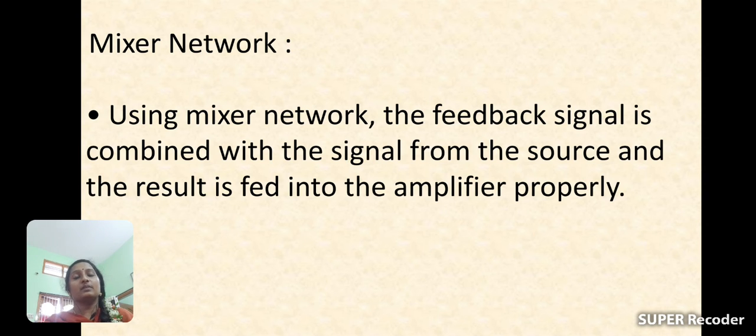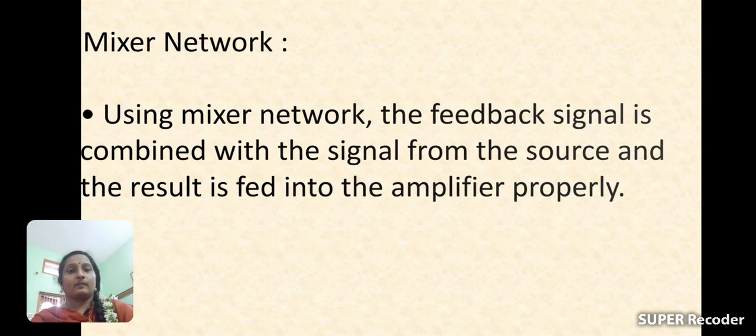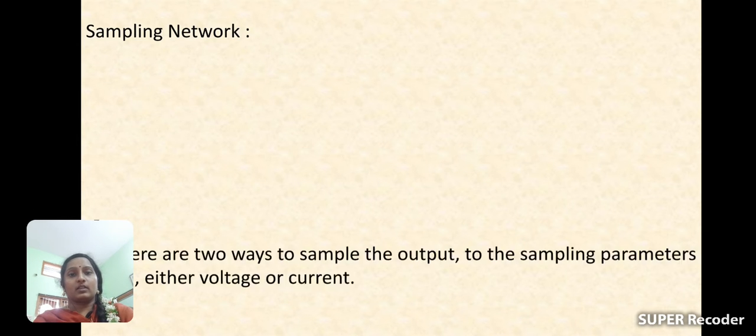So next one is what? In our feedback network, the mixture network is also there. Here the mixture network means the feedback signal is combined with the signal from the source. What is the main theme or main advantage of the mixture network? The mixture network is used to connect or combine the input signal with our feedback signal. I already explained all this.